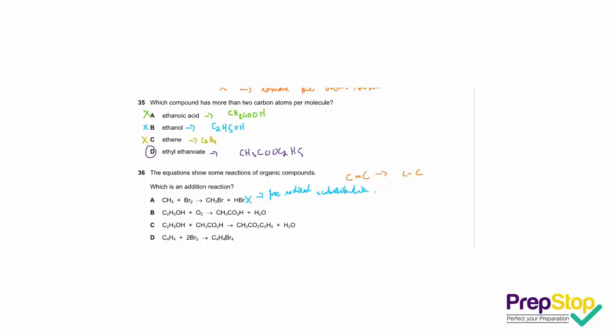Similarly, we have option B, which is incorrect because it is ethanol plus oxygen giving us ethanoic acid, which is the oxidation of ethanol. Option C states ethanol plus ethanoic acid, which gives us ethyl ethanoate. This is incorrect as well because it is the formation of an ester.